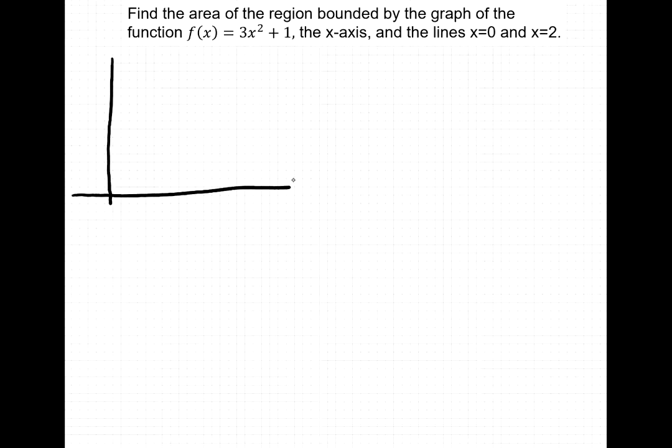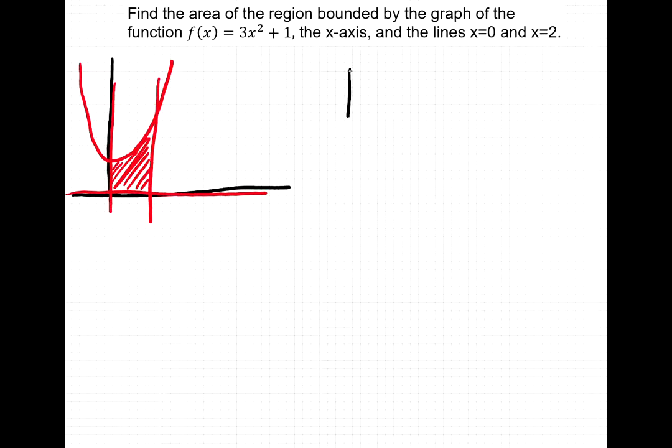So we've got the parabola 3x squared plus 1. It looks something like this. The x-axis, so that's this. The line x equals 0, which is this, and the line x equals 2, which is about right there. Okay, so it looks like the area we're looking for is right there.